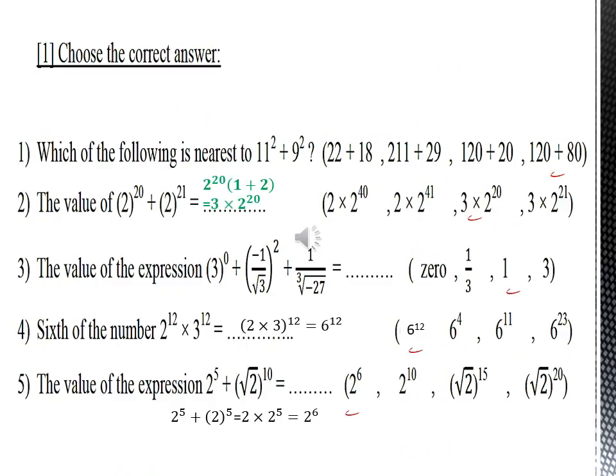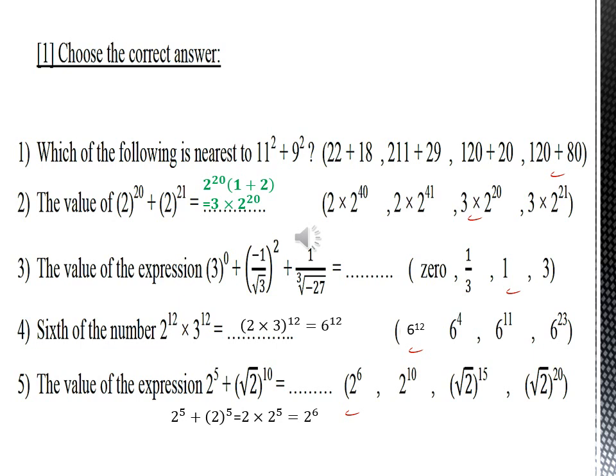And now, let's do these questions. Choose the correct answer. Which of the following is nearest to 11 power 2 plus 9 power 2? We must read the questions carefully, because he tells us here "nearest". So 11 power 2 is 121 and 9 power 2 is 81. So the nearest answer is 120 plus 80.